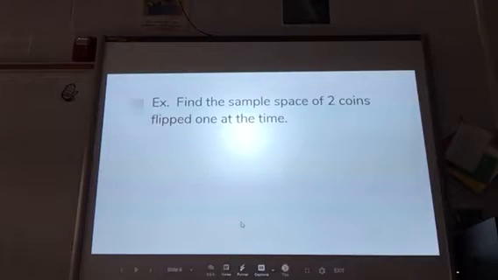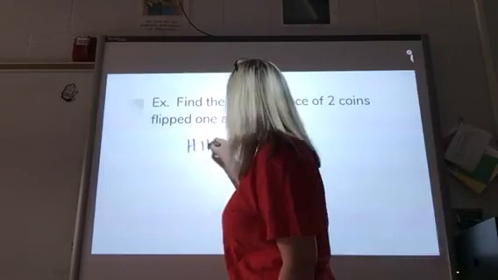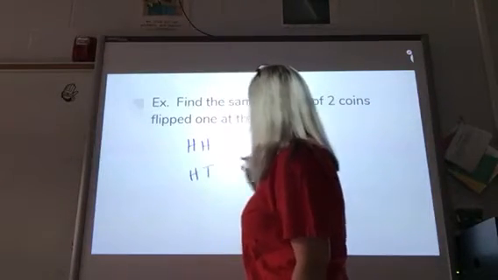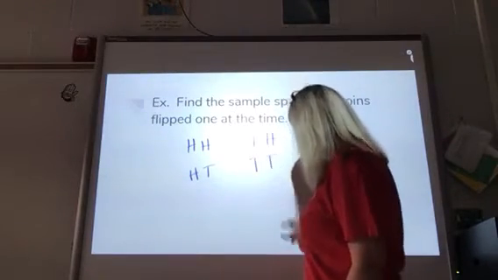So if we want to find the sample space of two coins flipped one at a time, we know that there's heads or tails that could happen. So we could get heads, heads; heads, tails; tails, heads; or tails, tails.